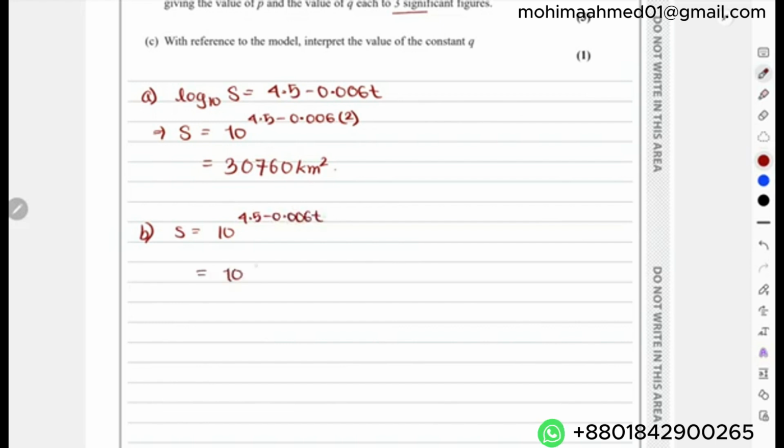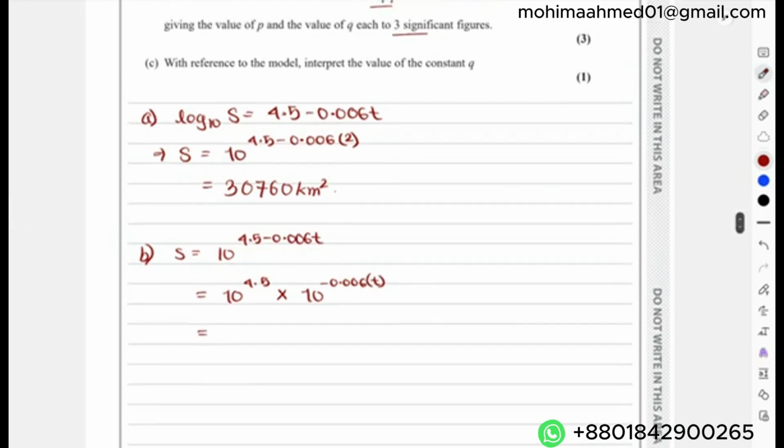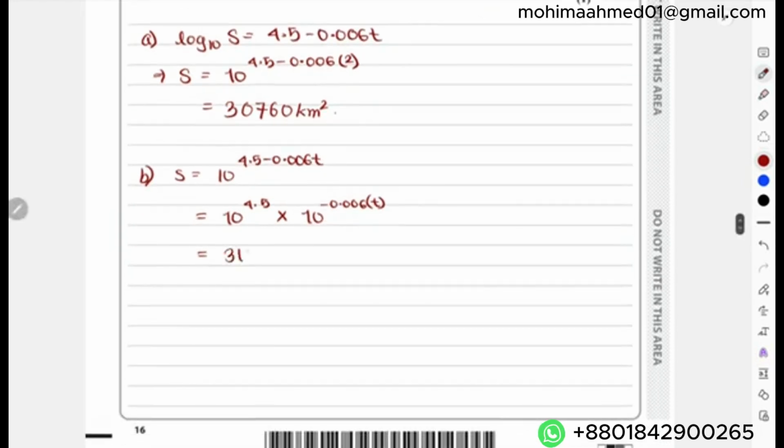We can write 10 to the power of 4.5 multiplied with 10 to the power of minus 0.006 t. So if you just calculate 10 to the power of 4.5, you get 31622, but as your answers were kept in 3 significant figures, that is going to be 31600. So you get 31600.